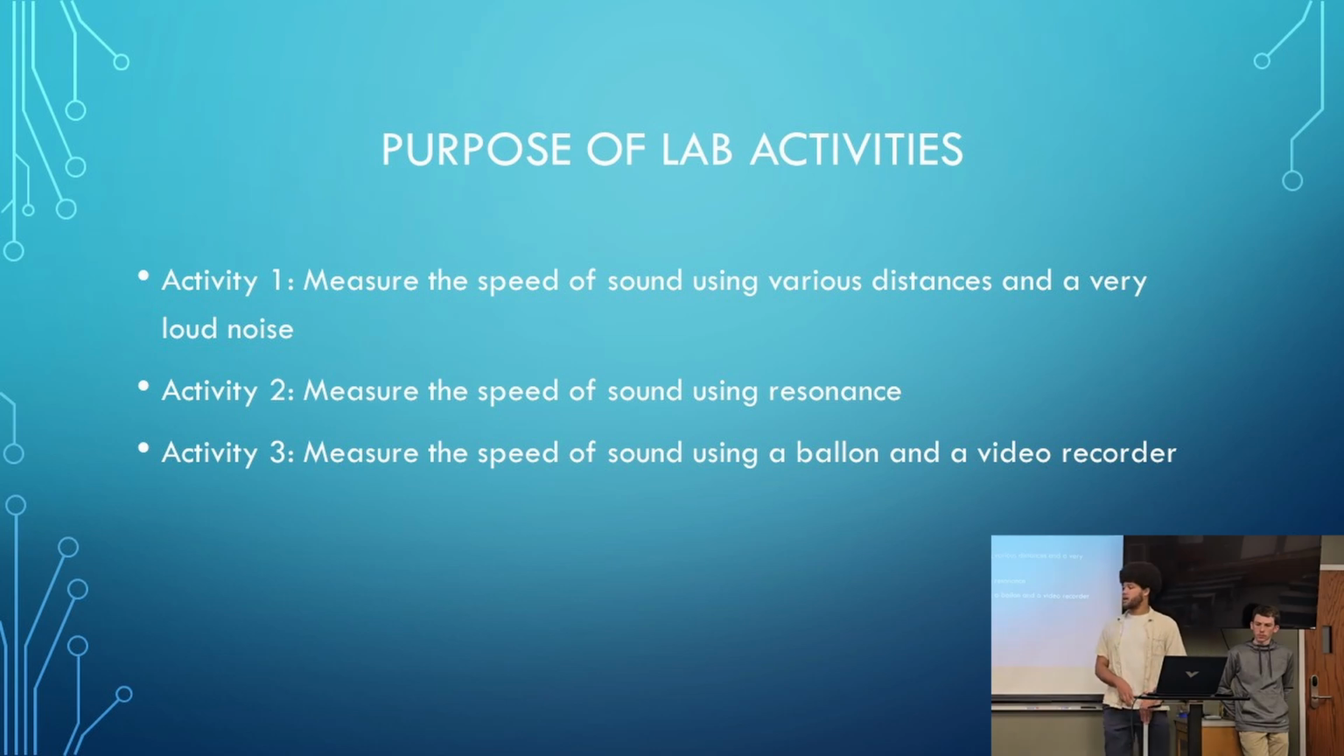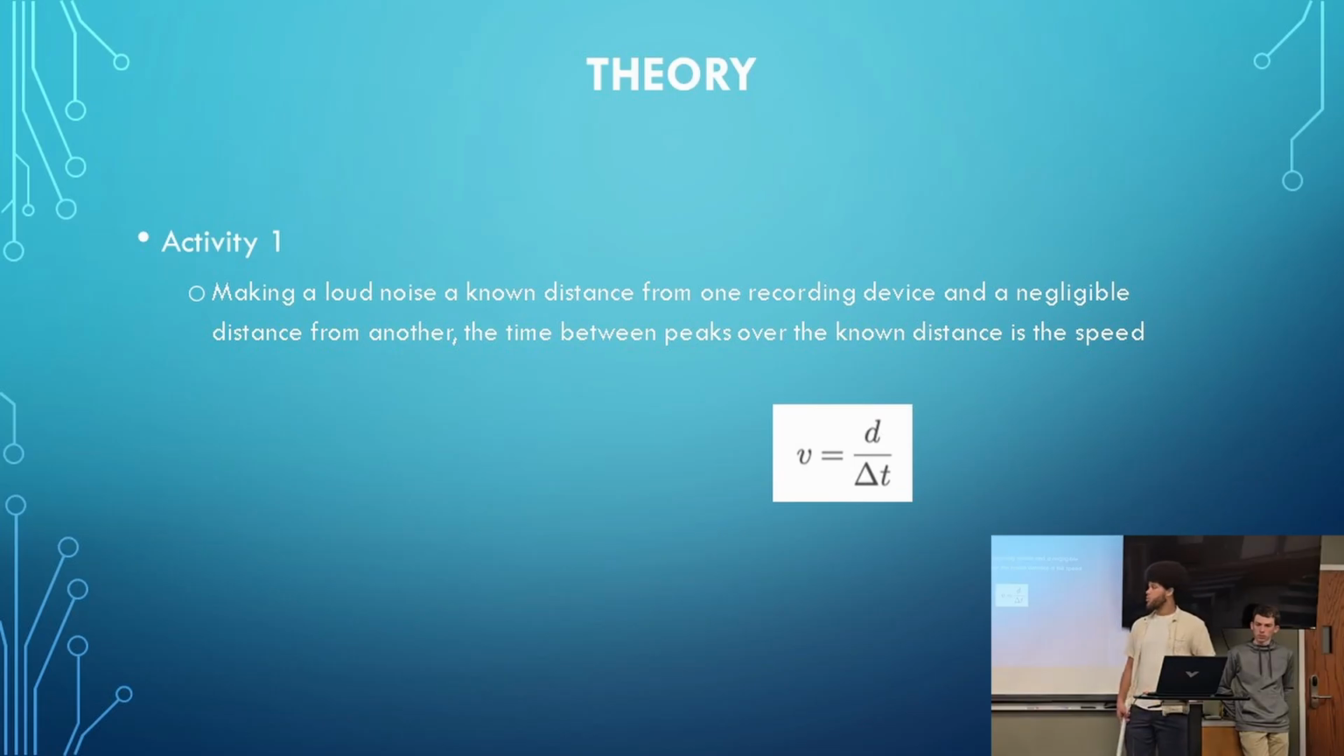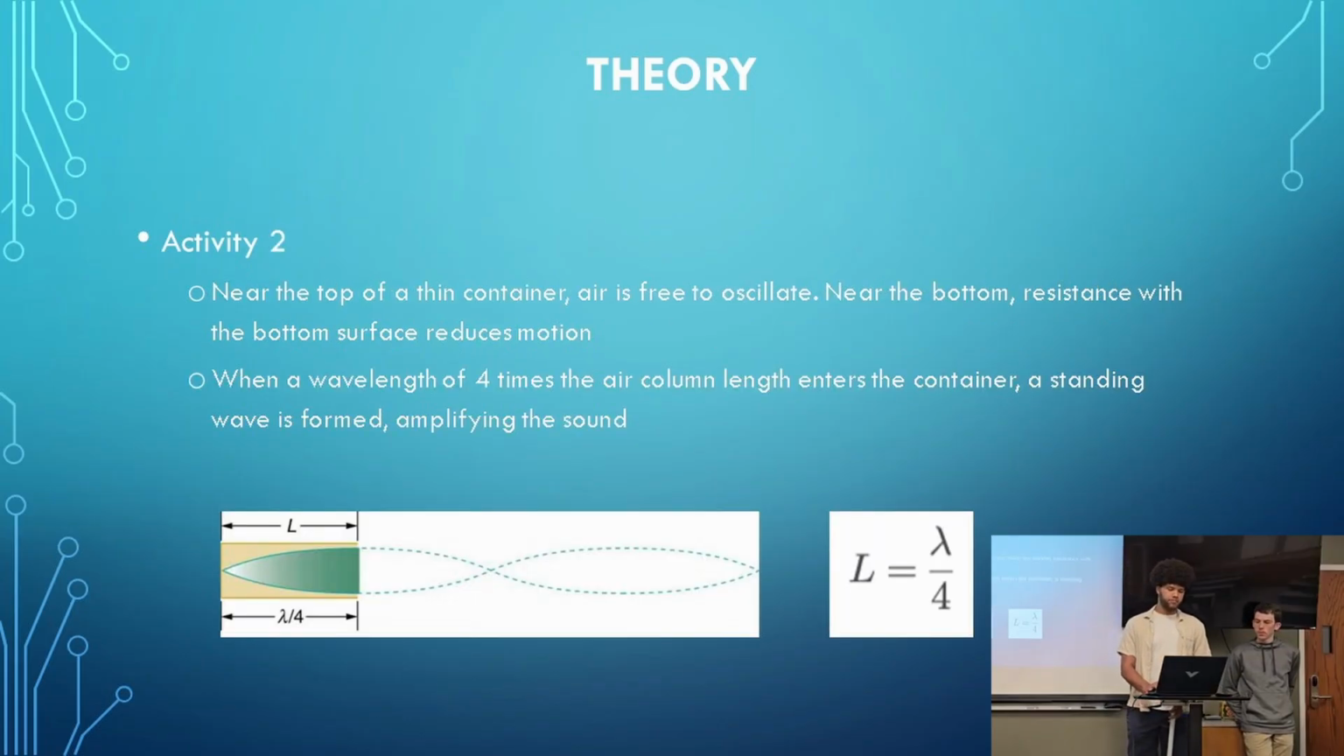The purpose of these activities is to measure the speed of sound 3 different ways. For the first one, we'll be using the equation that velocity equals distance over time. To get our distance, we will be using the rangefinder, and to get our time, we will use 2 audio recording devices set some distance d away from each other and look at the difference between the spikes in sound.